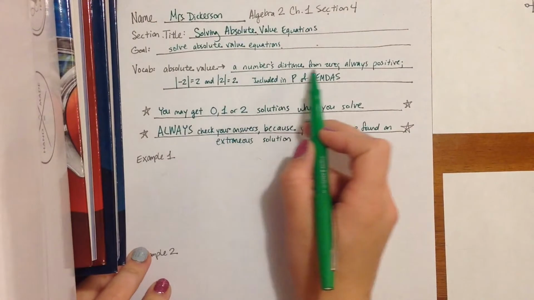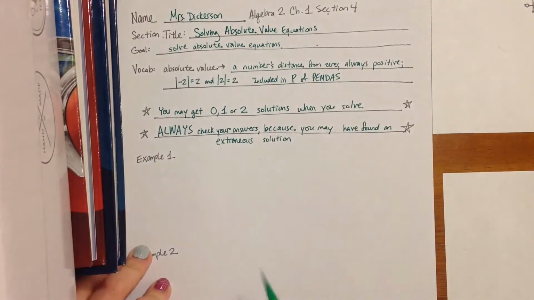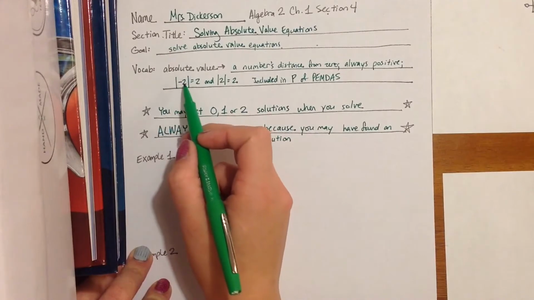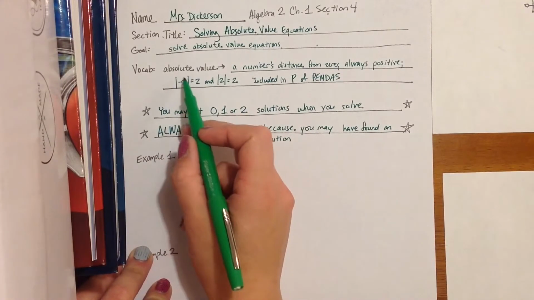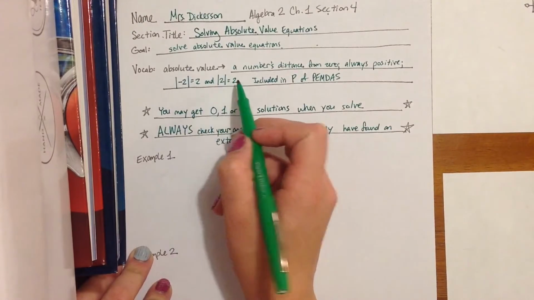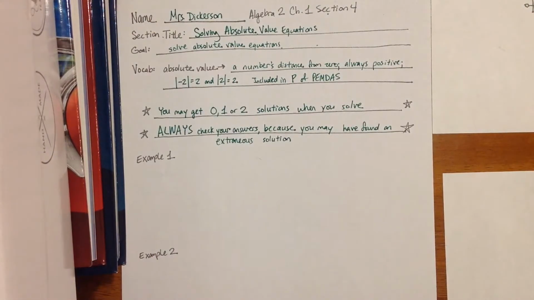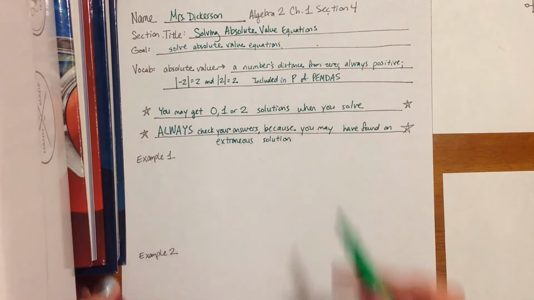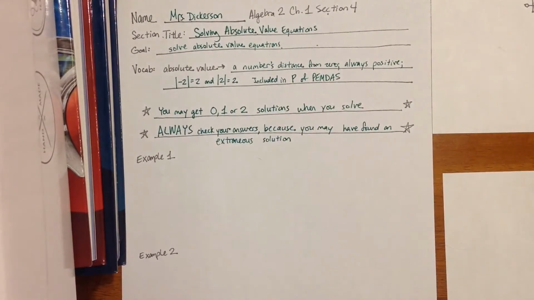This is a number's distance from 0. It is always positive. We represent it with these bars, just vertical bars. The absolute value of -2, the distance from 0 of -2, is +2, but the absolute value of +2 is also +2. Your number is always positive. Absolute value bars are also included in the P of PEMDAS, in parentheses, the grouping symbols. So they are included in that step.